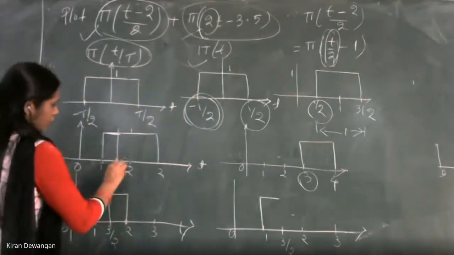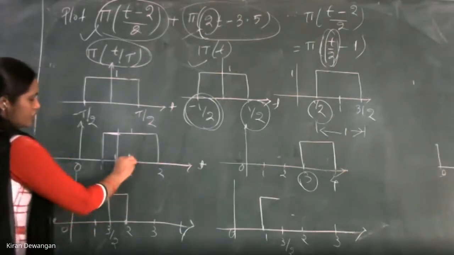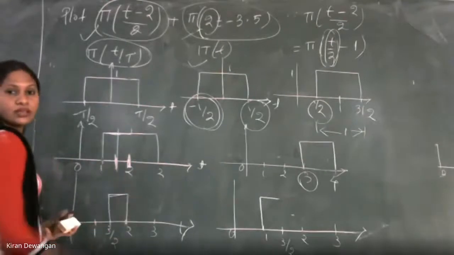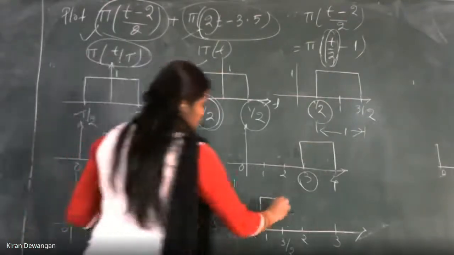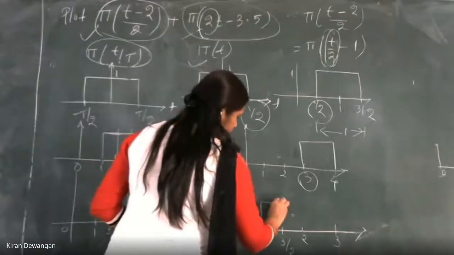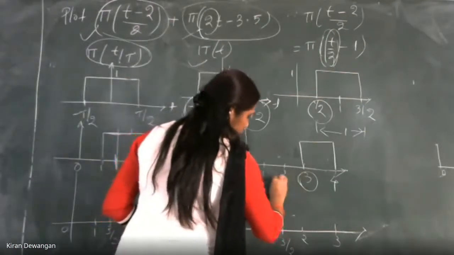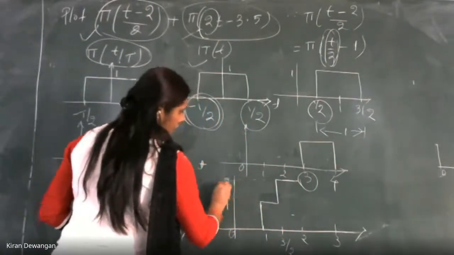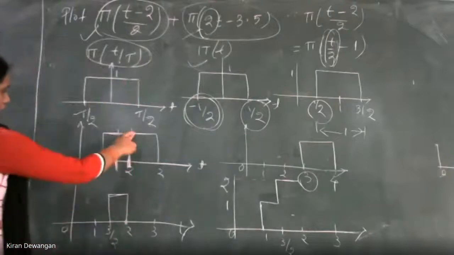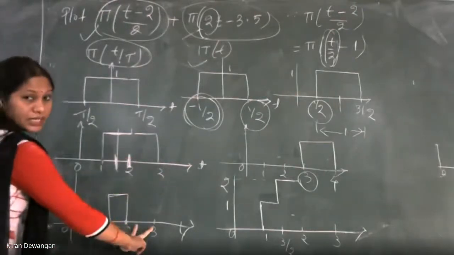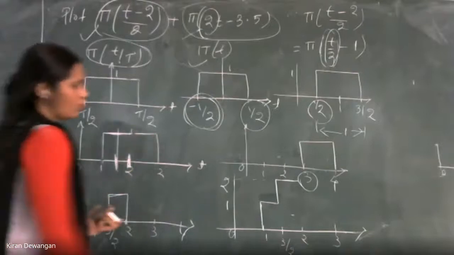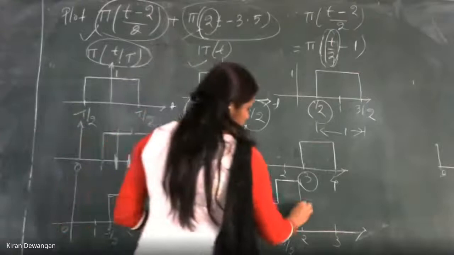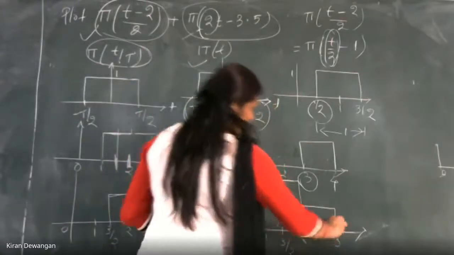Now between 3 by 2 to 2, this value is 1. And this value is also 1. So it will get added. तो ये क्या हो जाएगा? Add. और ये 2 हो जाएगा. And this is 1. And this value will be 2. Now after 2, we don't have any signal here. But here it is 1 again. So it will come down to 1. And it will be a constant value 1 till 3.